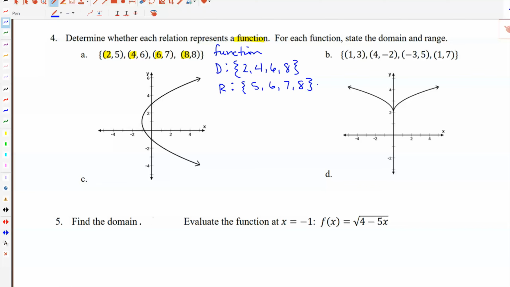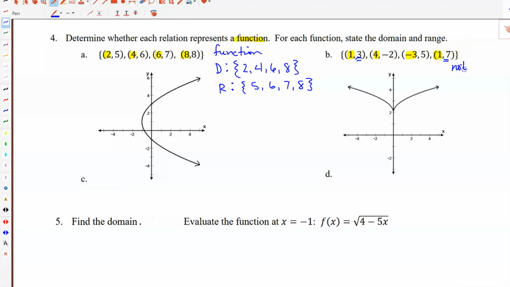So for part B, looking at that one, determine if that is a function. Looking at the x coordinates, I have 1, 4, -3, and 1. Well, there's a problem. I already said 1 in the first ordered pair, and now I'm saying it again, and it's paired with a different y coordinate. That's exactly what a function cannot do.